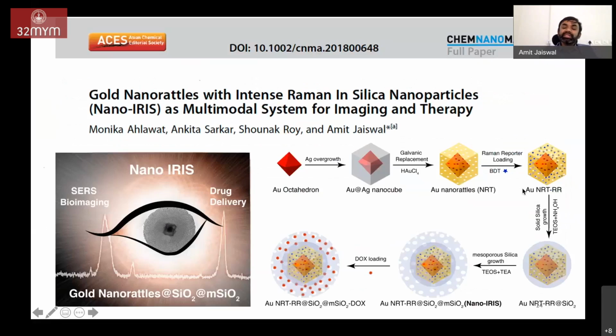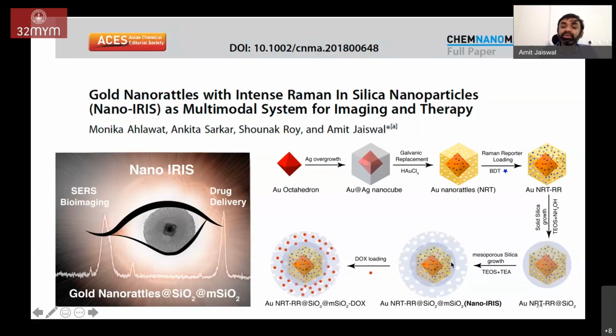Now what we did is that after preparing the gold nanorattle, we loaded it with a Raman reporter molecule, which is benzenedithiol (BDT) in the present case. After this, we grew a thin solid silica shell around this nanorattle structure, so that the BDT molecule which is lying in the cage of the gold nanorattle will not come out.